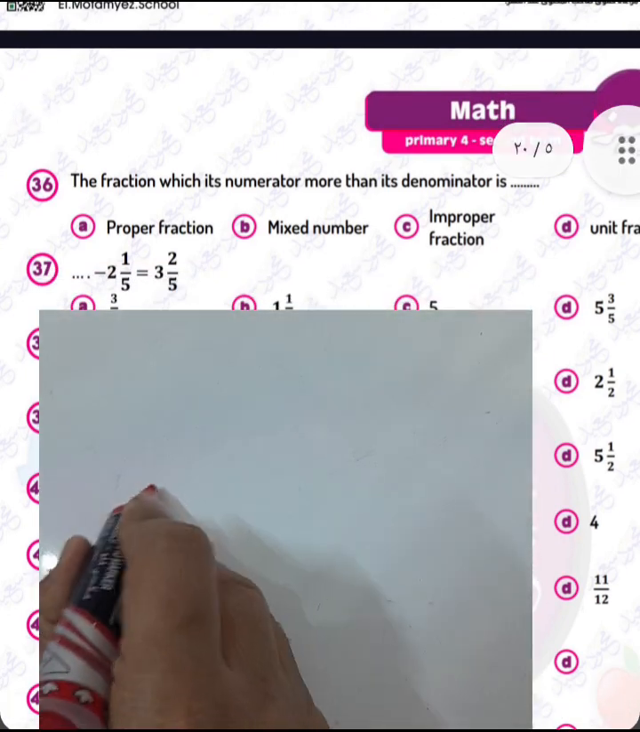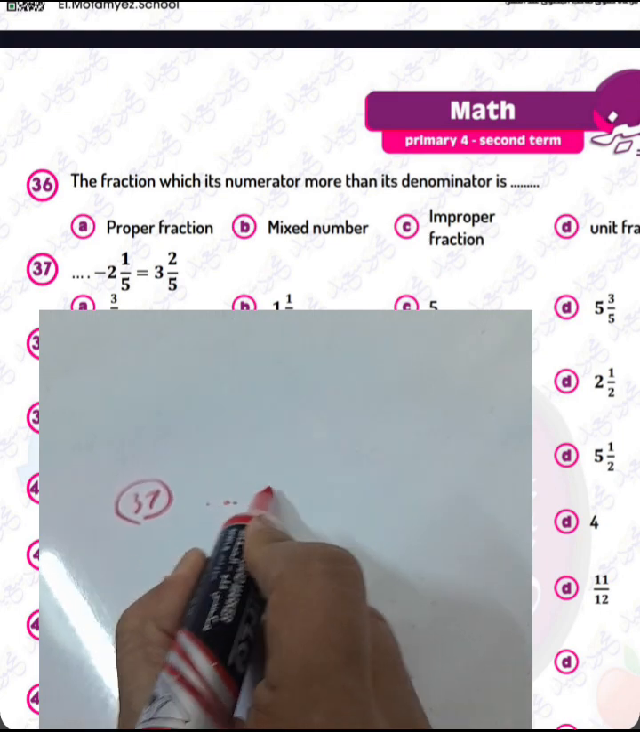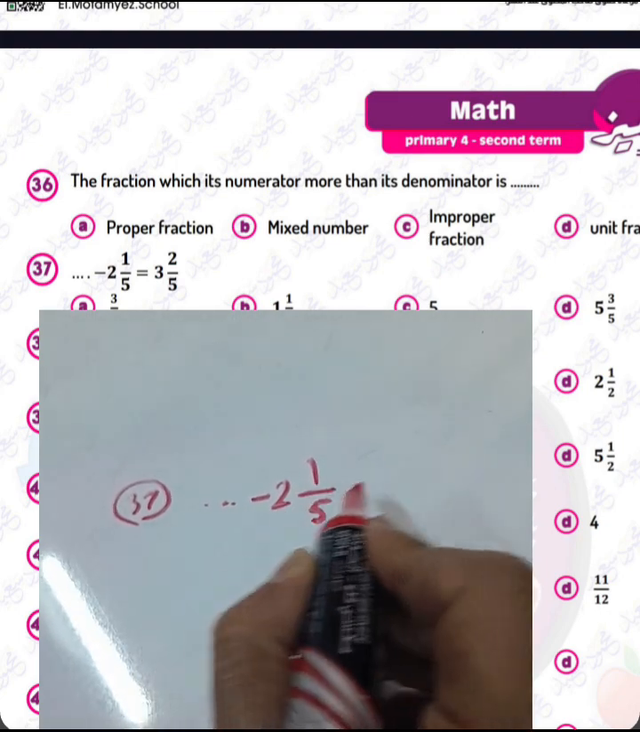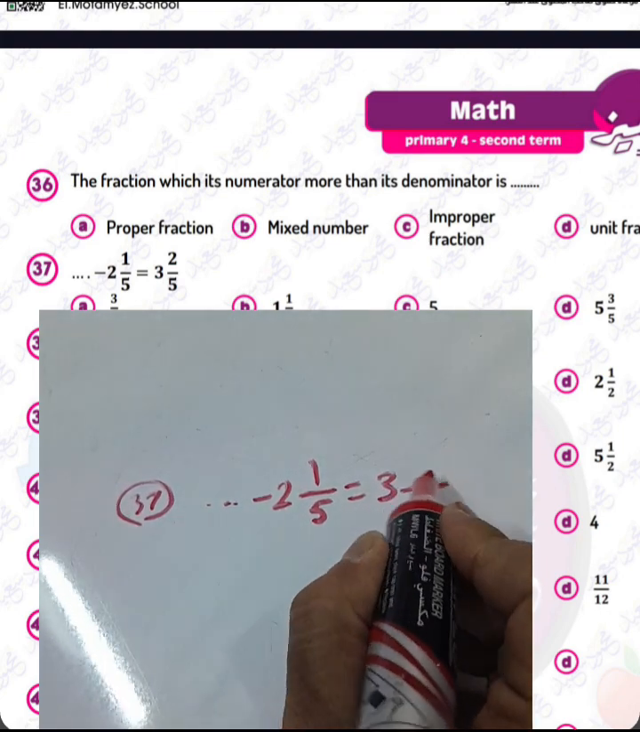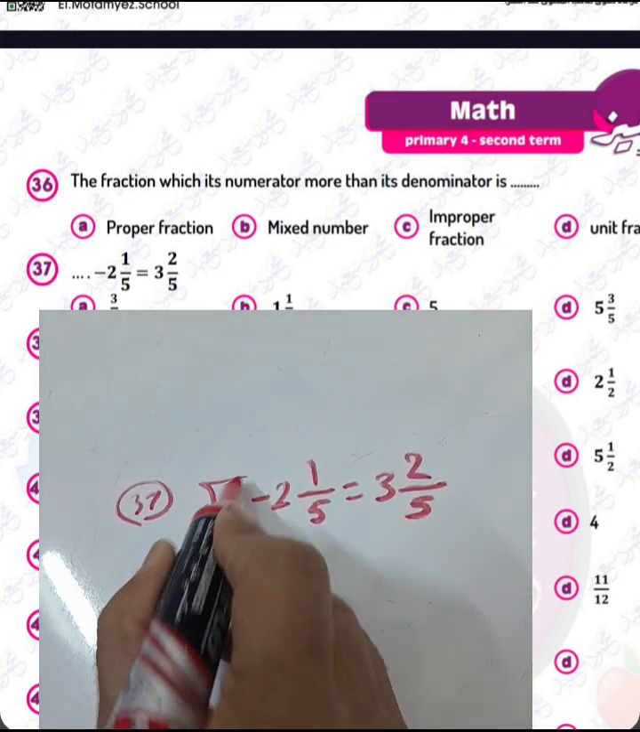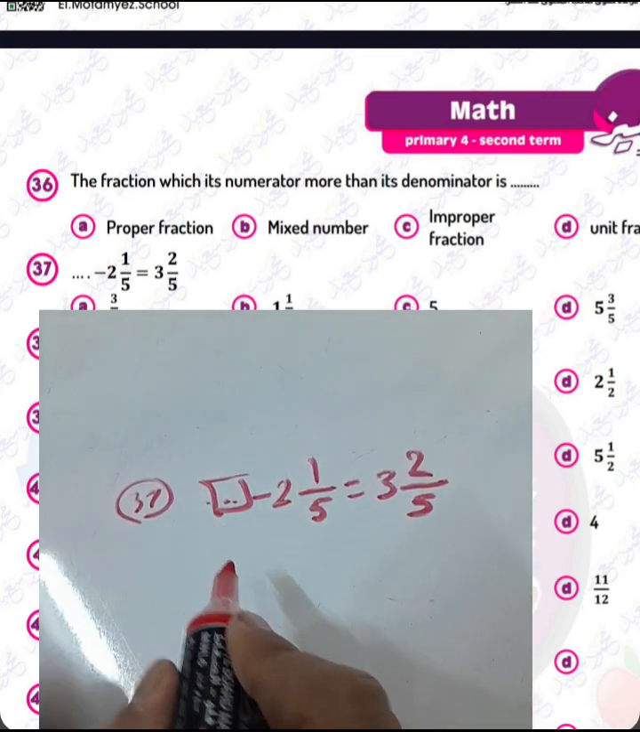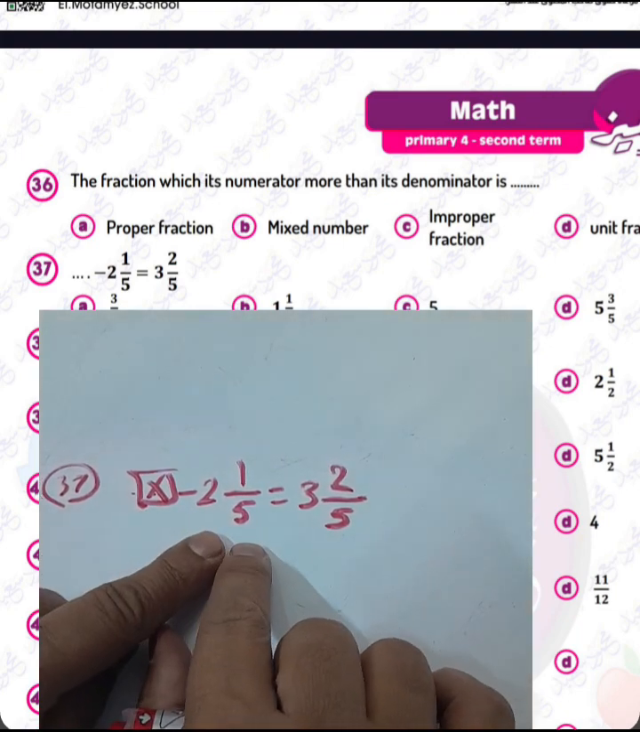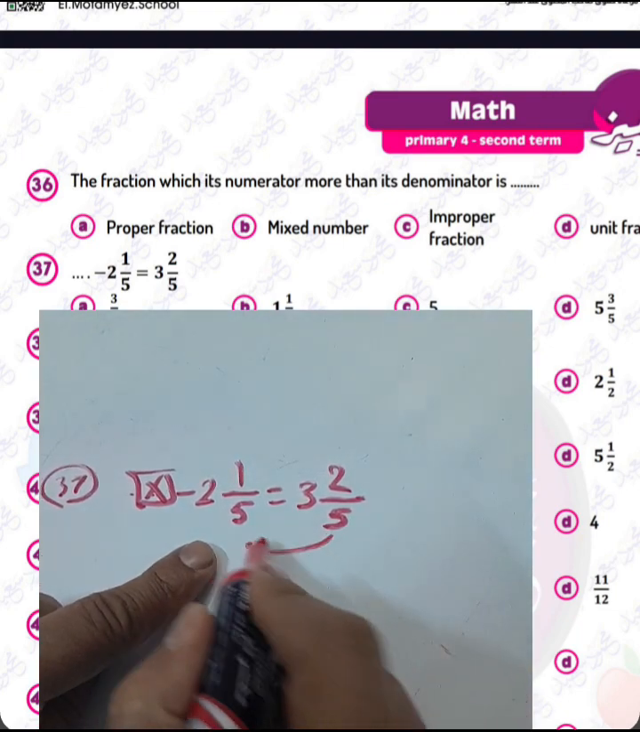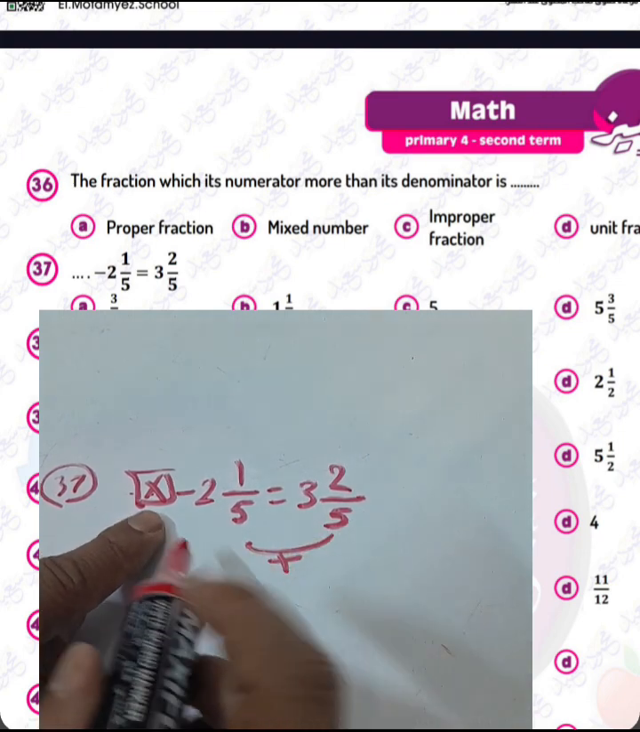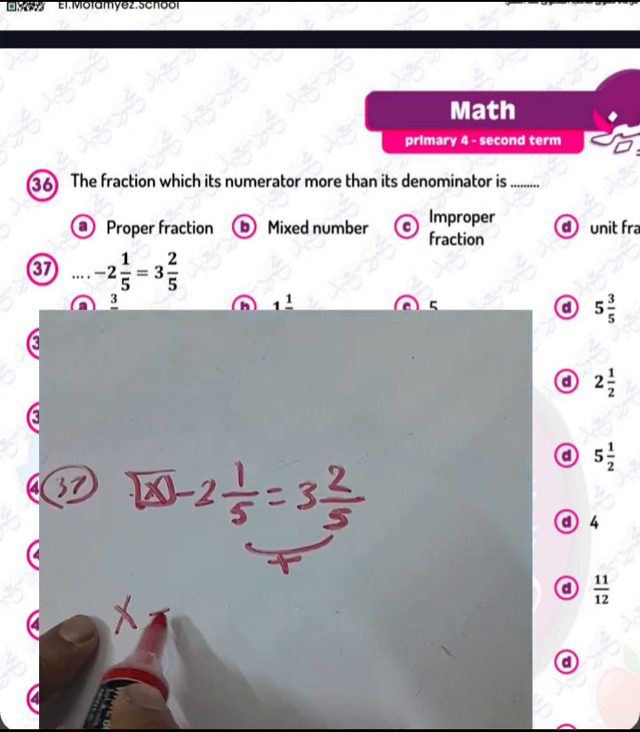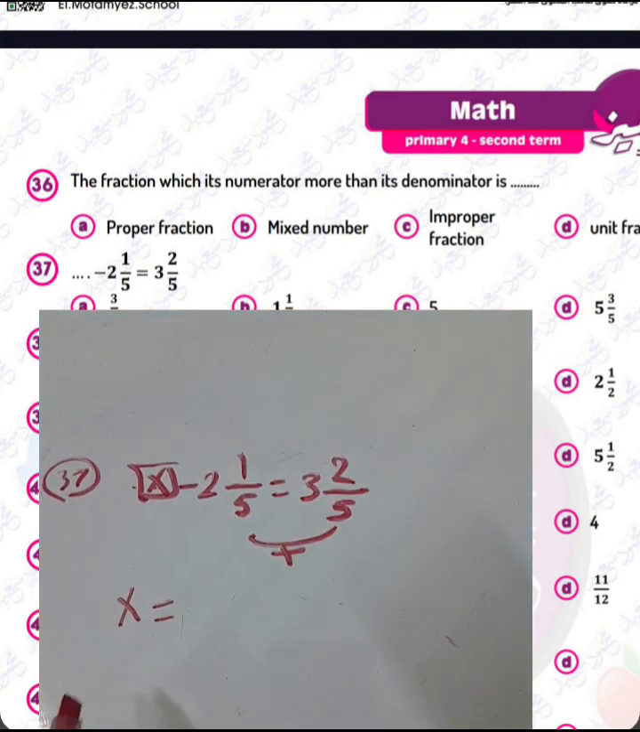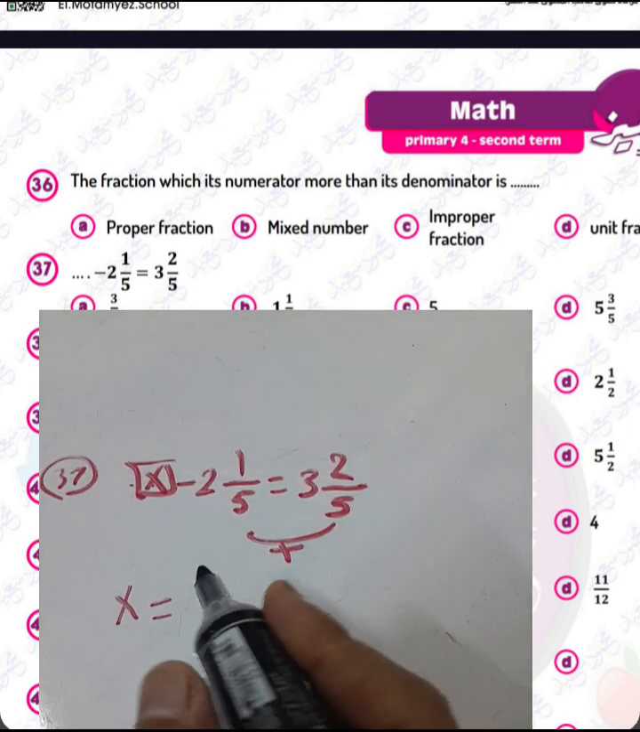Question 37. Space subtract by 2 and 1 over 5 equals 3 and 2 over 5. We can find this number. We call it the minuend. To find the minuend, you must add the subtrahend to the difference. You must add two numbers to find the minuend here. I put x for the minuend. We can find the value of x here by adding two numbers, right?